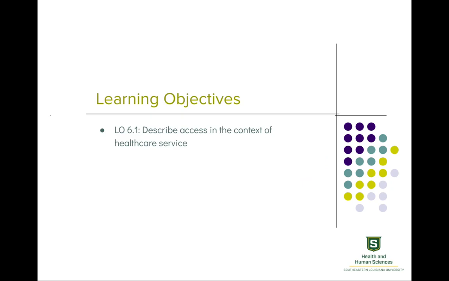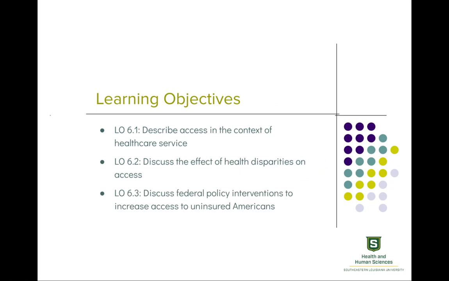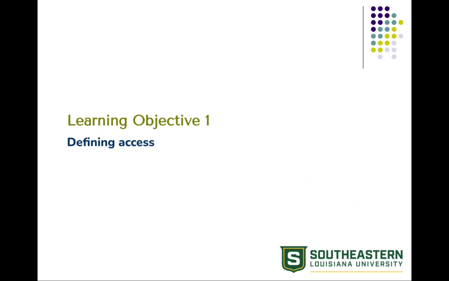The first is to describe what access is in the context of healthcare service, and to discuss the effects of health disparities on access. Lastly, we are going to mention a couple of federal policy interventions that have been put in place as a way to increase access for uninsured Americans.